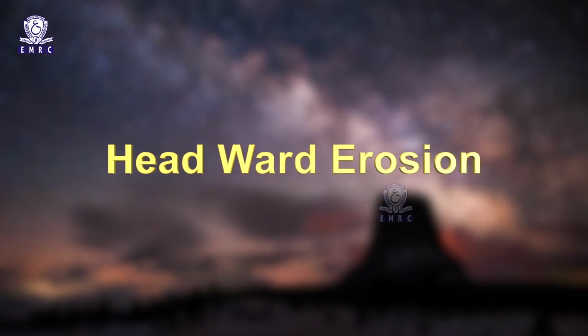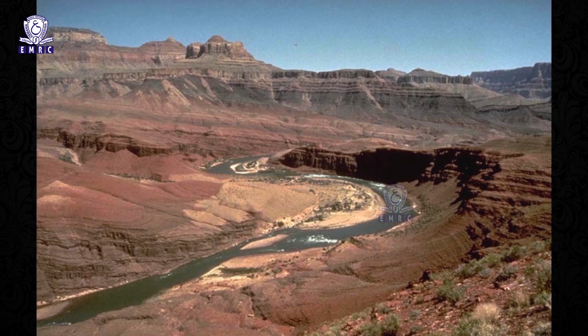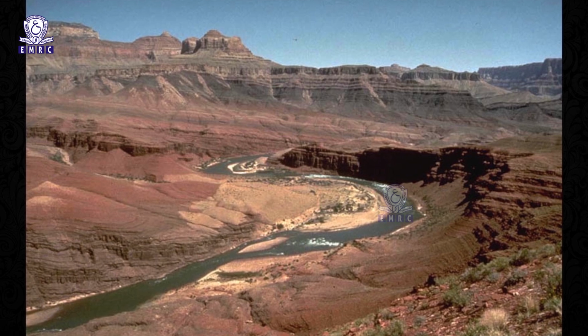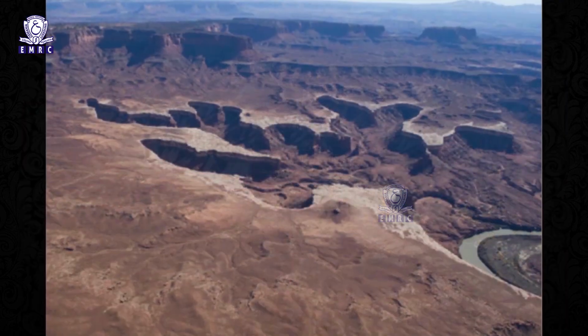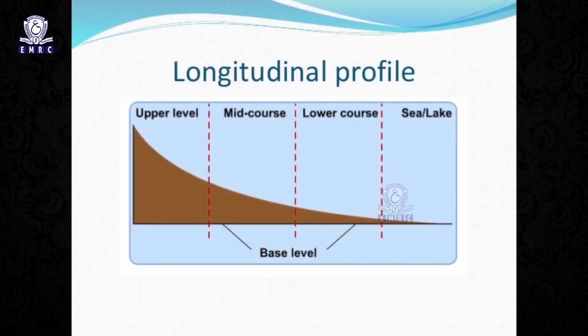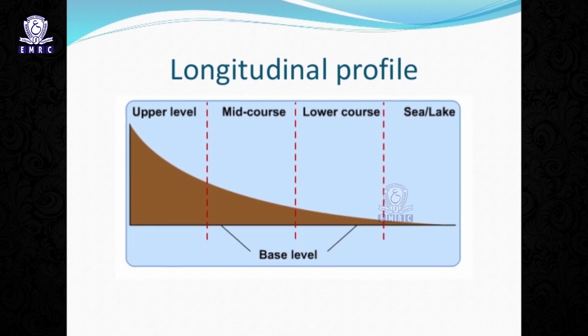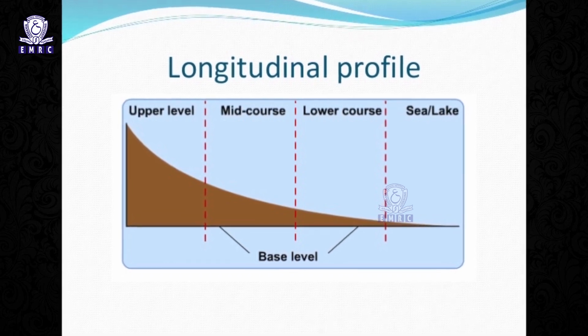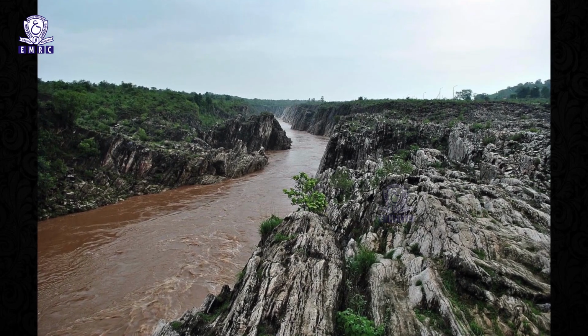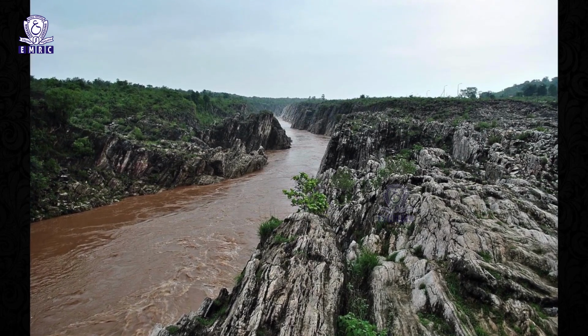Headward erosion. Valley lengthening takes place due to headward erosion. Headward erosion increases the length of the stream. The river meandering also increases the length of the river. The profile of the river from source to the mouth is called the longitudinal profile of the river. The curve of the long profile of the river is concave in shape. The slope of the river channel is steepest at the head and decreases downward.